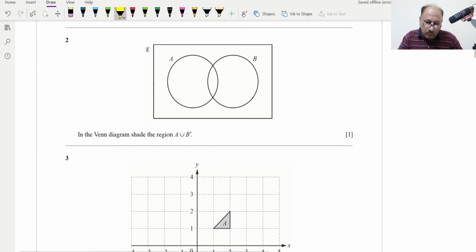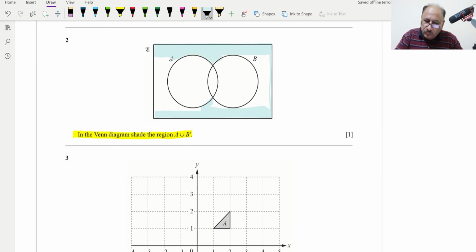A Venn diagram is provided. In the Venn diagram, shade the region A union B complement. So B complement will be not in B. Not in B will be this whole outer portion, and this portion will be shaded. Basically we will shade this whole portion excluding B.